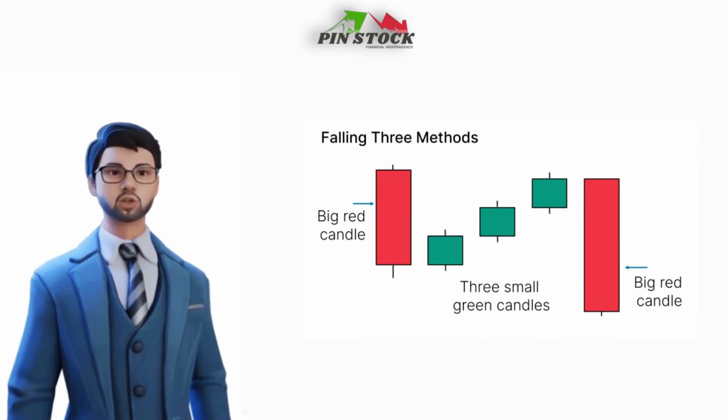market. This pattern signifies that despite the bulls trying to push the market upwards, the bears are maintaining their dominance. The brief pause by the bulls is just that, brief. The bears quickly regain control and push the market downwards again.